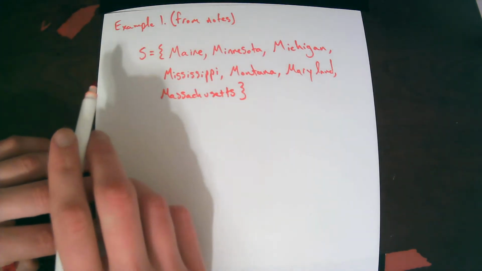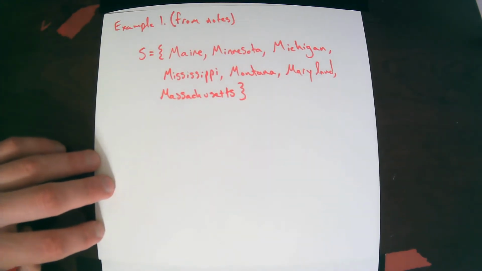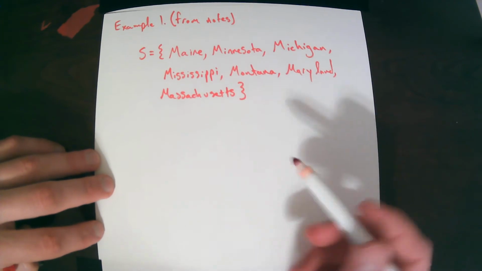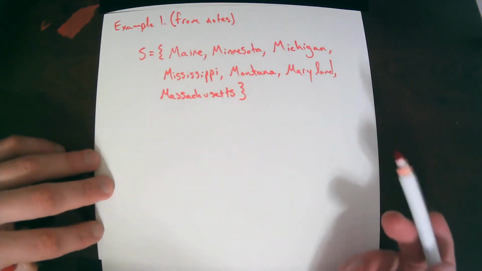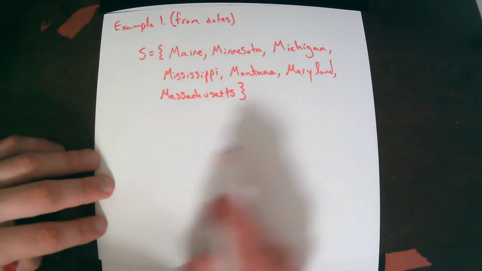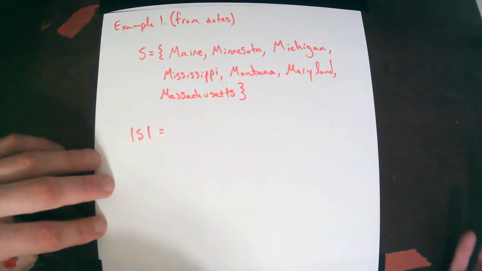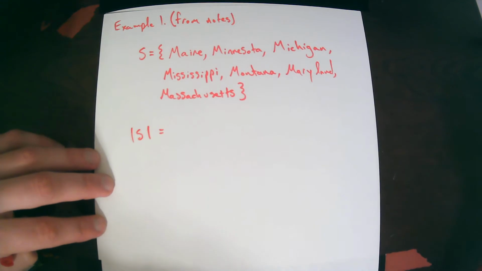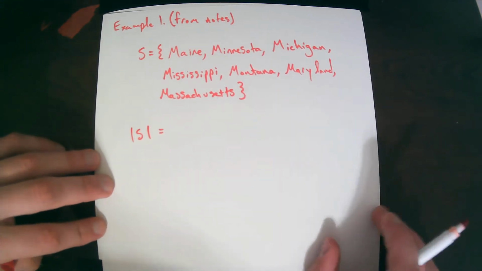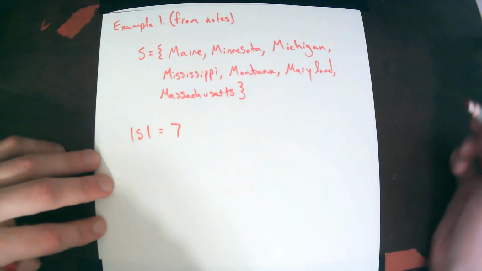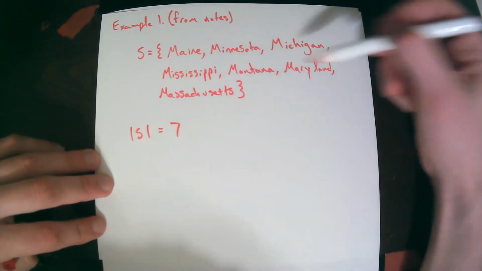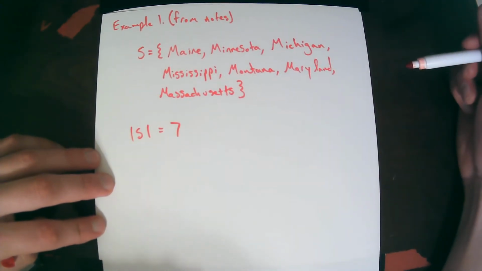Okay. So the instructions said to list it in roster notation. List this set S, which is the set of all states that begin with the letter M, in roster notation. Done. And to find the cardinality of S, or the cardinal number of S, or the number of elements in the set S, those all mean the same thing, and that's going to be 7. Right, 1, 2, 3, 4, 5, 6, 7, because there are 7 elements.